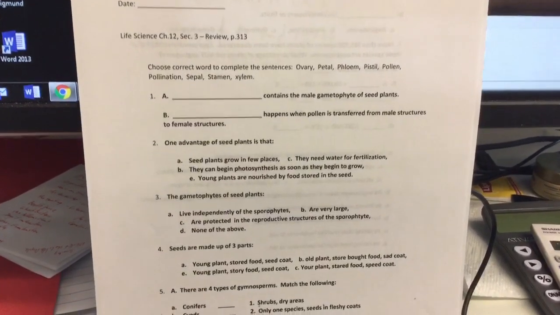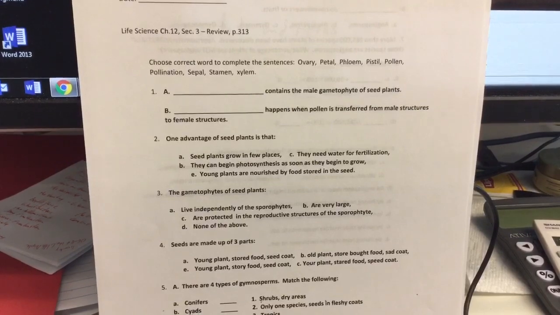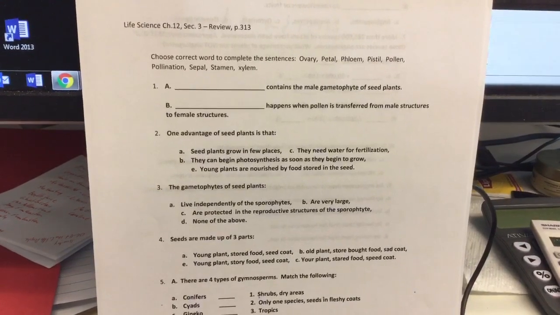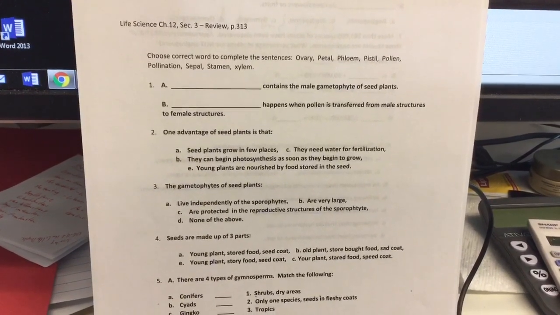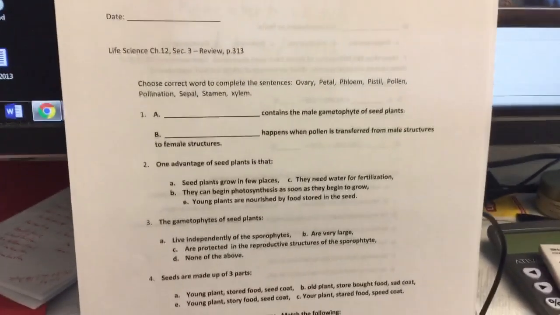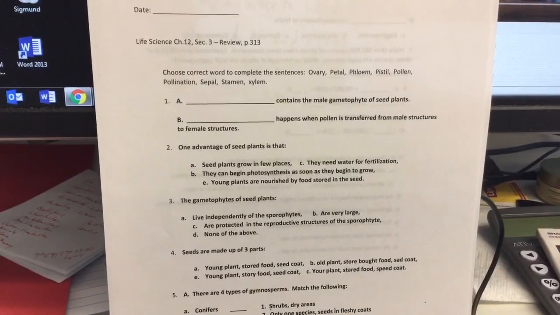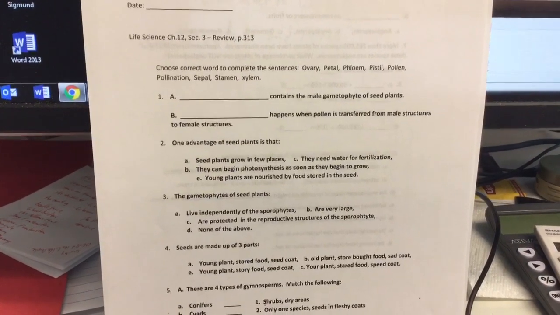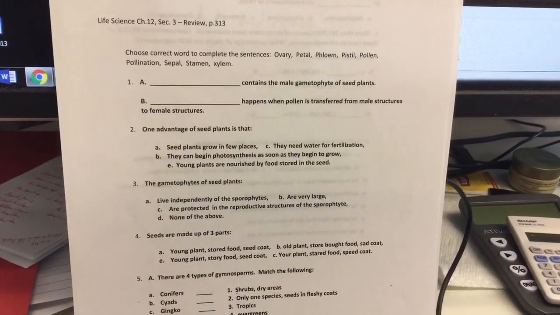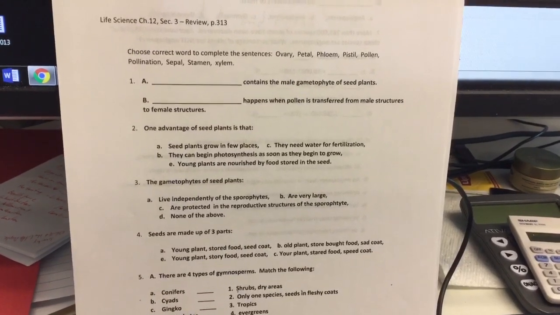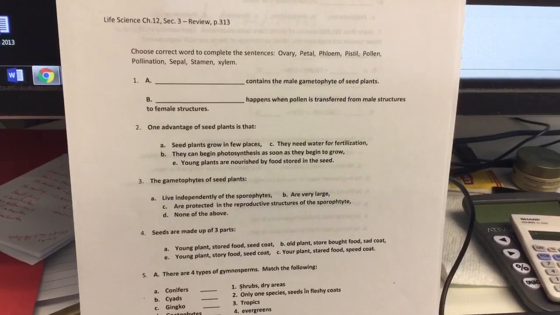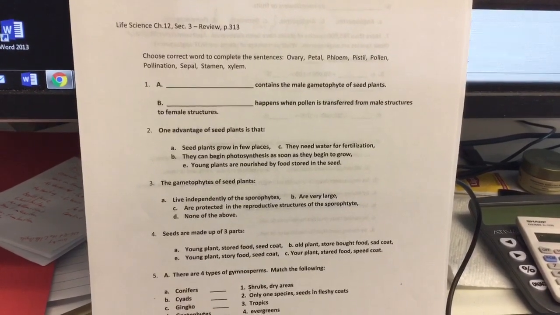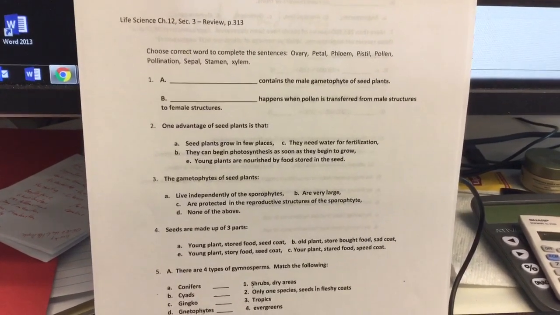And number 1, big B, blank happens when pollen is transferred from male structures to female structures. And again, you can find this answer on page 311. Or you can look at the question carefully, talking about pollen and what happens when that's transferred to the female structure, and it's a related word: pollination. Pollination happens when pollen is transferred from male structures to female structures.